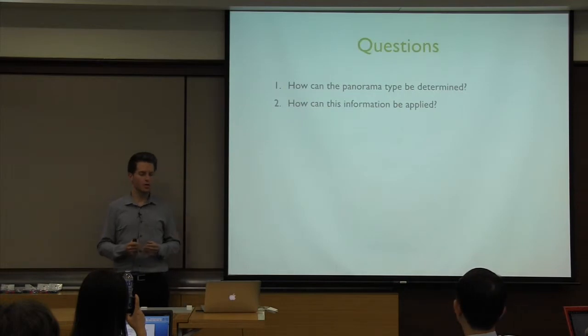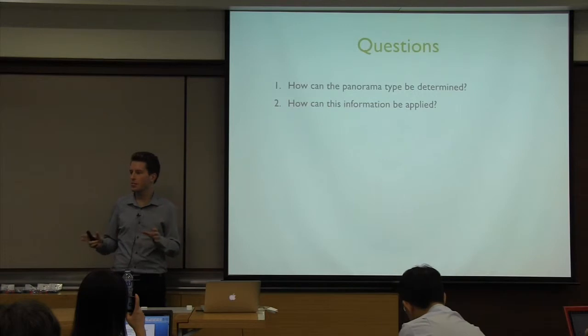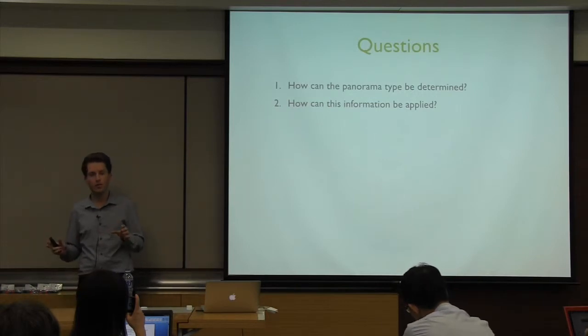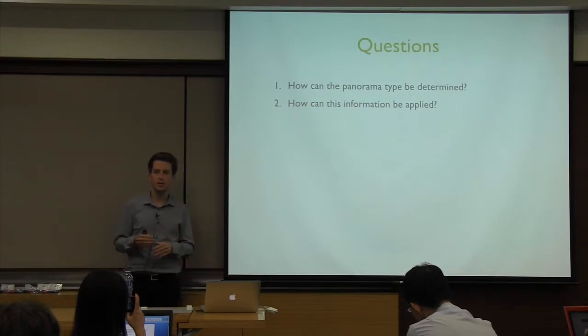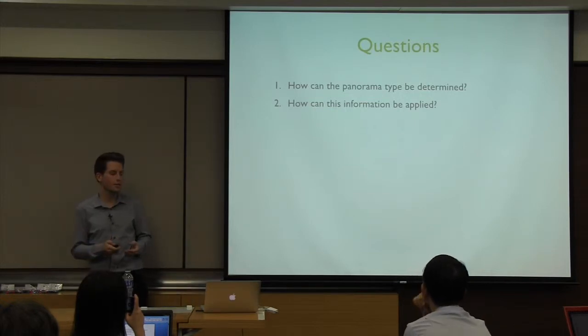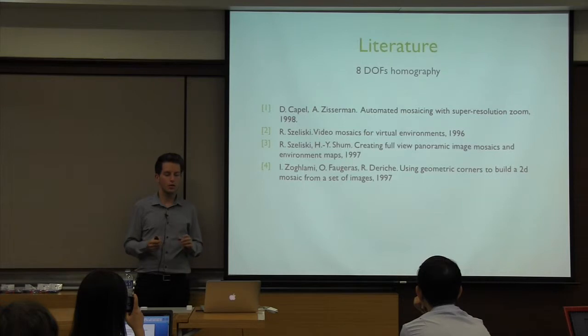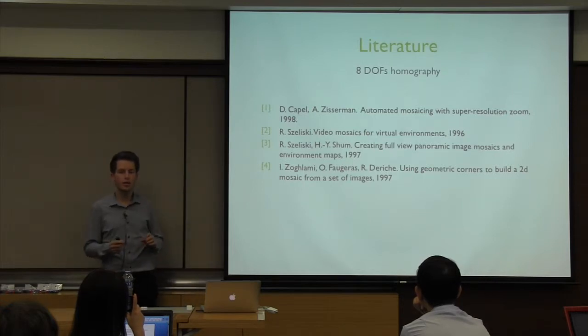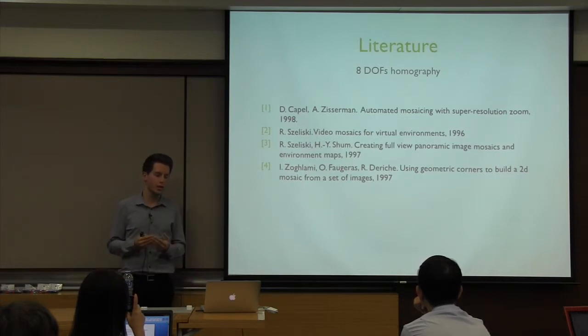Okay, so the question that we need to ask ourselves is, how can this panorama type be determined? How can we know which type of panorama we have? And in the next step, how can we apply this information when processing the image stitching? Well, literature suggests that we should use the 8 degrees of freedom when dealing with planar panoramas, as I just said. And this work is just a selection.